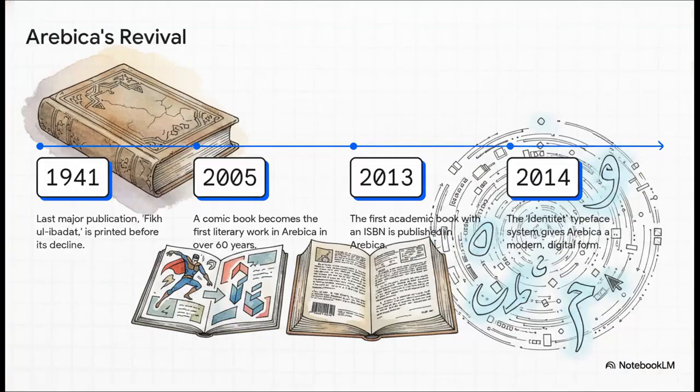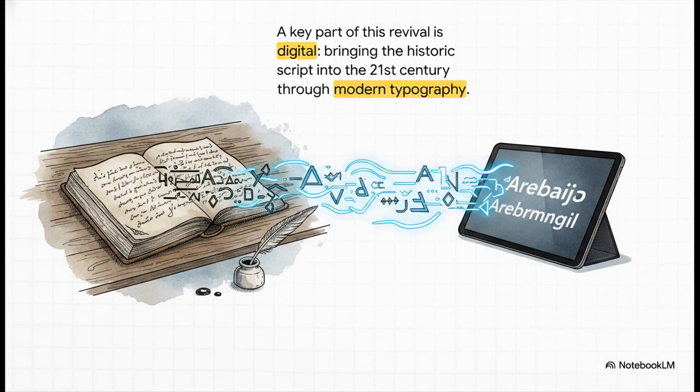Yeah, the last major book comes out in 1941, and then nothing for more than 60 years. But then, in the 2000s, something starts to happen. A small group of people decides to bring it back. It starts with a comic book, of all things, in 2005, then a proper academic book. And most importantly, people started figuring out how to make it work in the digital world. Because let's be real, for any script to survive today, you have to be able to text with it, to type with it. It has to live on our screens.